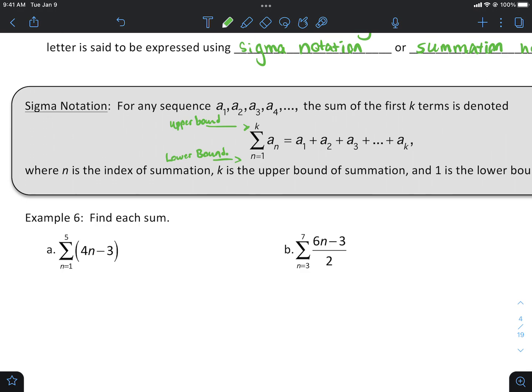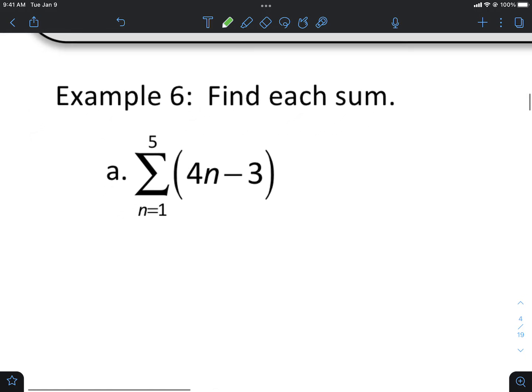There are some buttons in the calculator where you can actually type in using sigma notation and it just spits out the sum to you right away. But a lot of these we'll do by hand. You can look up how to use the calculator buttons if you want.